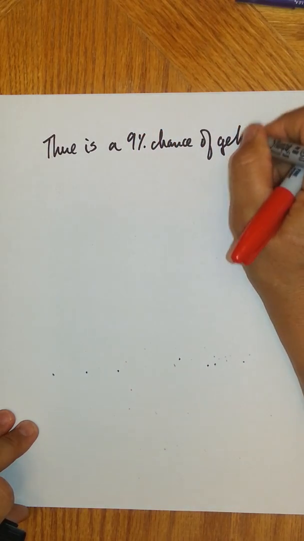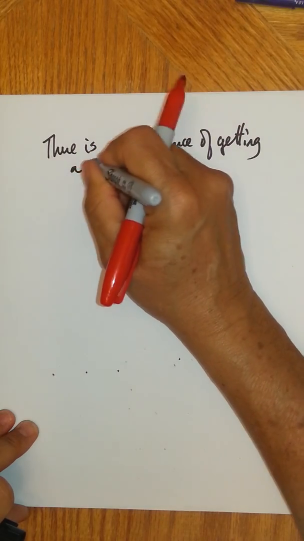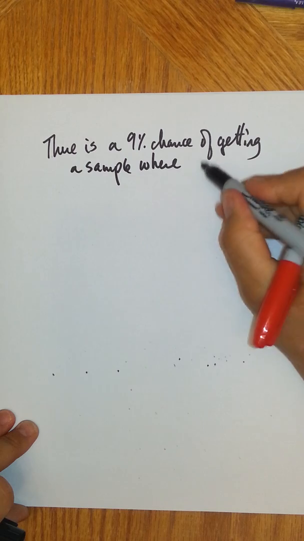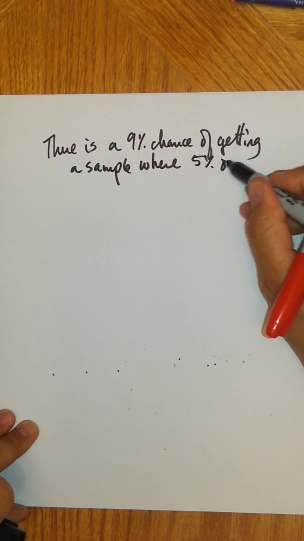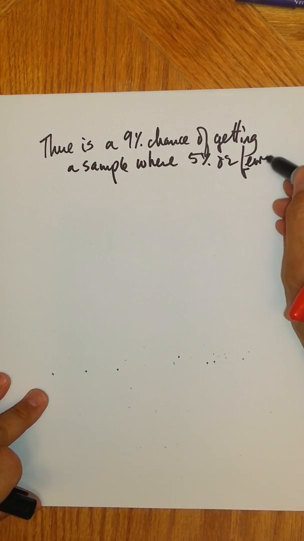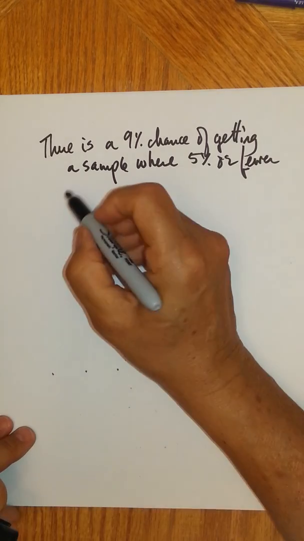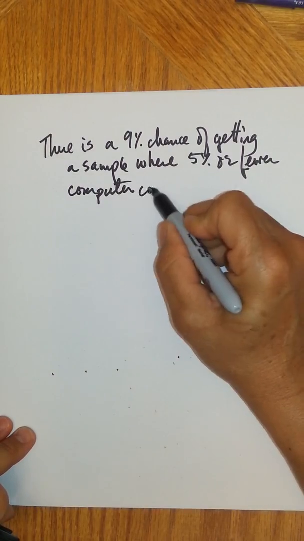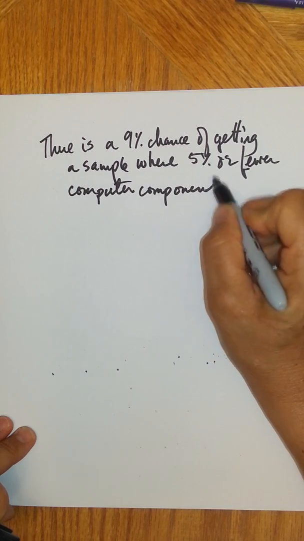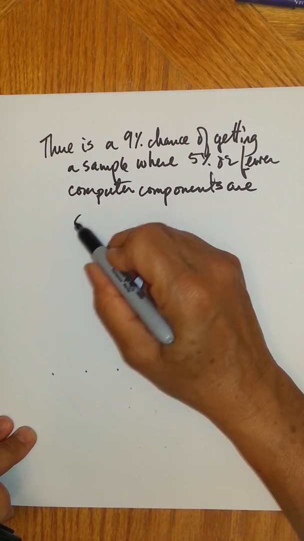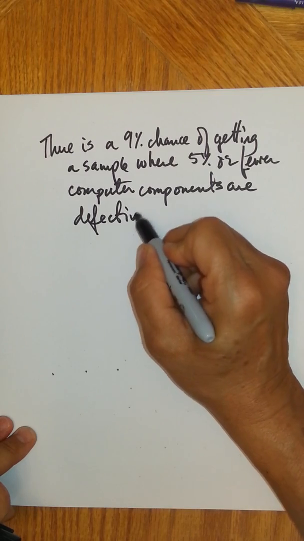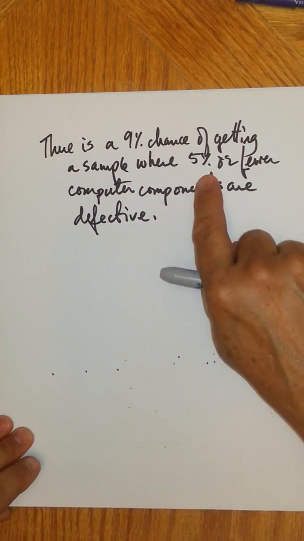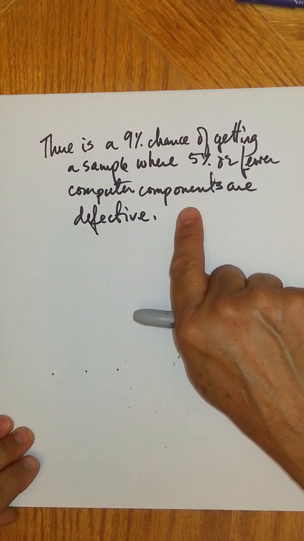of getting a sample where 5% or fewer computer components are defective. So in that case, 9% of the samples have fewer than 5% defective components in those samples.